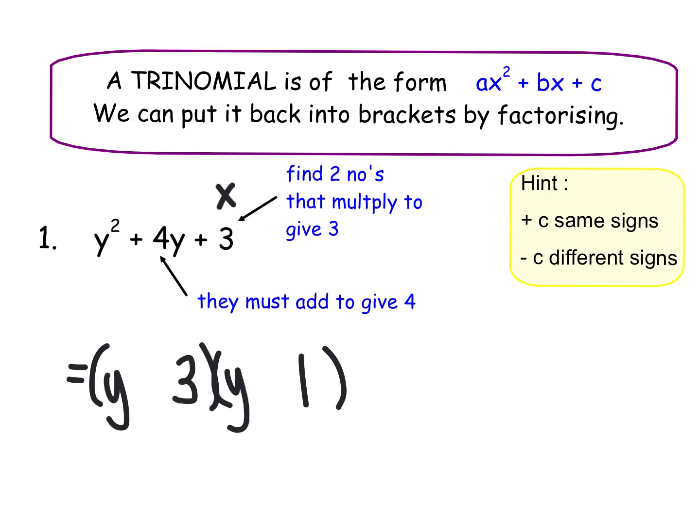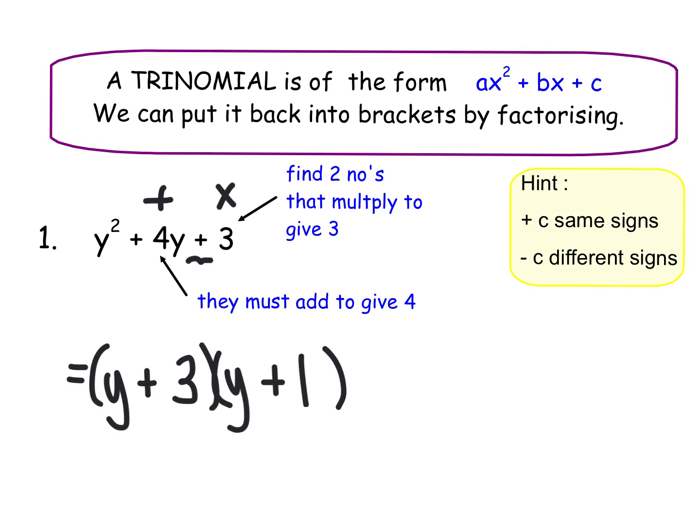And 3 and 1, when you add them, get 4. So remember, you're looking for things that multiply to the end term, but they add to give you the middle term. So 3 times 1 is 3, 3 add 1 is 4. And remember what I said about this being a little plus sign? Both my signs match. To get positive 4, it's plus 3 plus 1.